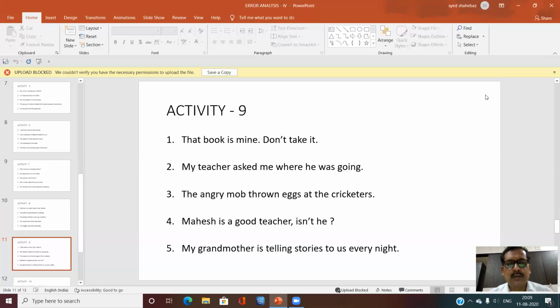Next, my grandmother is telling stories to us every night. My grandmother tells stories to us every night. This is a routine activity. All the routine activities are expressed in the simple present tense. My grandmother tells stories to us every night.